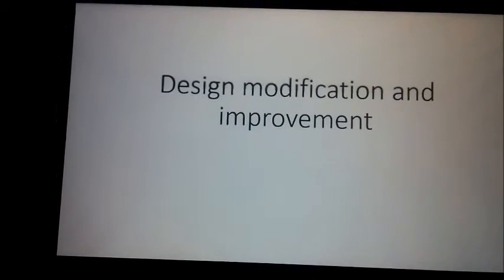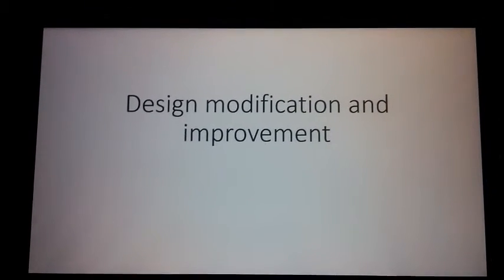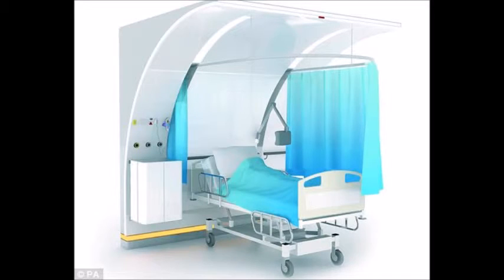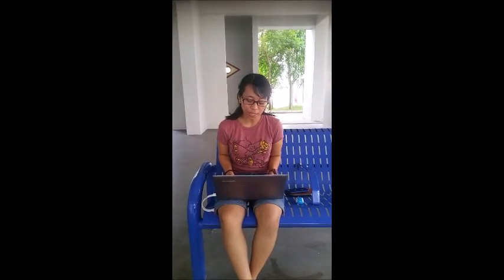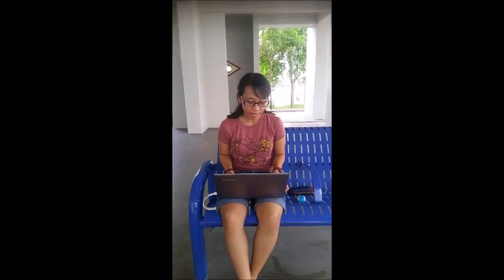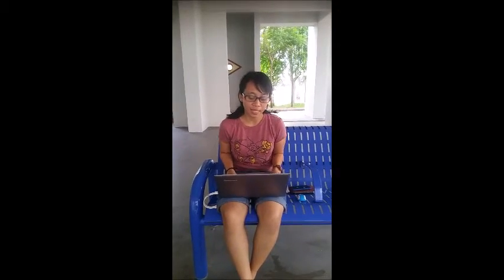Design modification and improvement. Once prototyping and testing is done, the design will be modified to make the updated evaluation. Improvement will be made to make it more convenient, comfortable, and simpler. Which is production and conclusion. And so in conclusion, if it meets the specifications, only then can it be sent for production. And therefore, patients will feel safer on the bed.